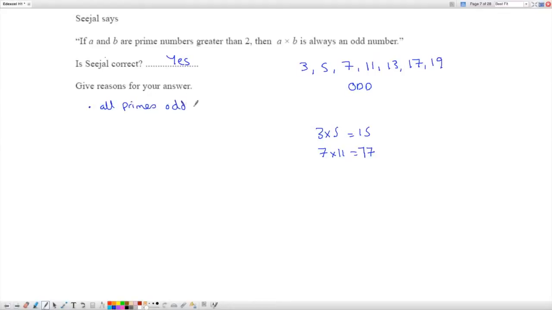So the reasons for this, we have all primes are odd, except 2, but we can't use 2 because it says it's got to be greater than 2 here. And we can state that an odd number multiplied by another odd number always gives us an odd answer. So is CGEL correct? Yes, for these 2 reasons.